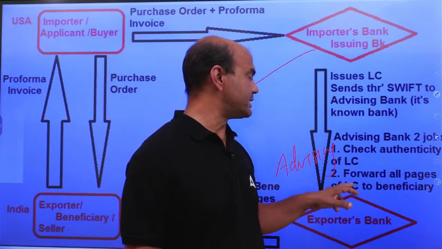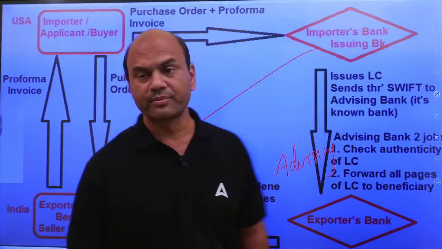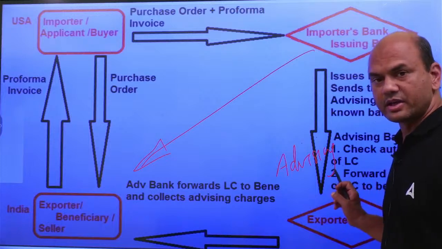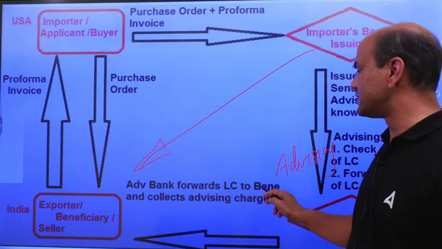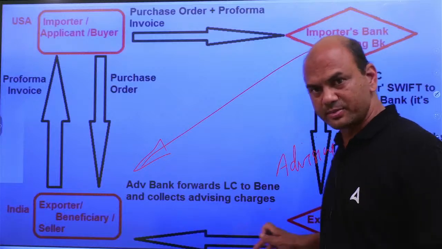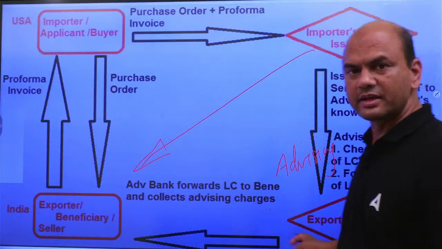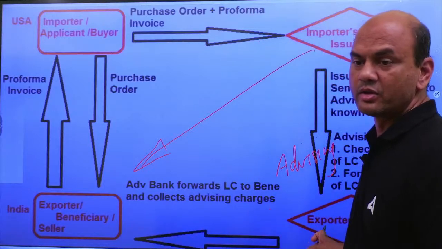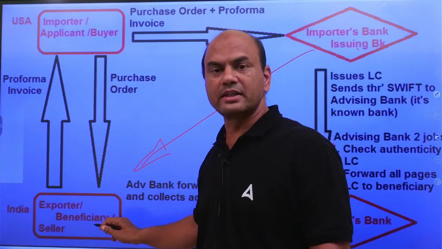And the next job is, it will take the printout of all the documents and send it through courier to this seller. Advising bank forwards the LC to the beneficiary and collects advising charges. Courier charges, this bank is not doing it for free, right? So this bank will charge advising charges. So this is known as the advising bank. Through this route, this LC reaches from the issuing bank to the seller, the beneficiary.